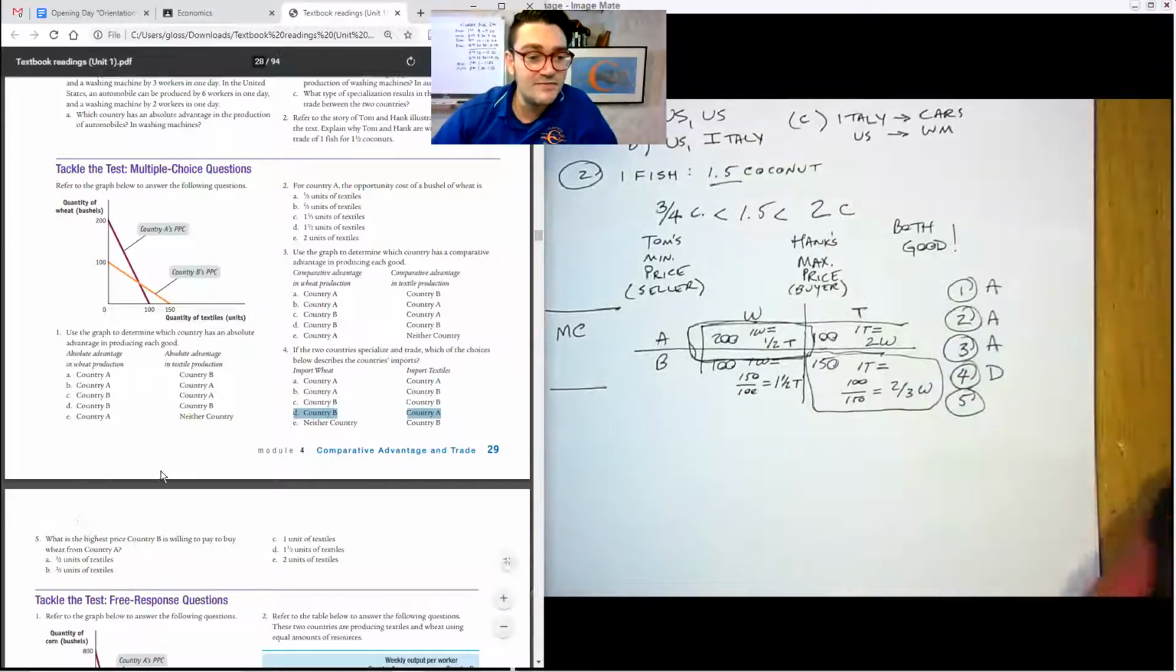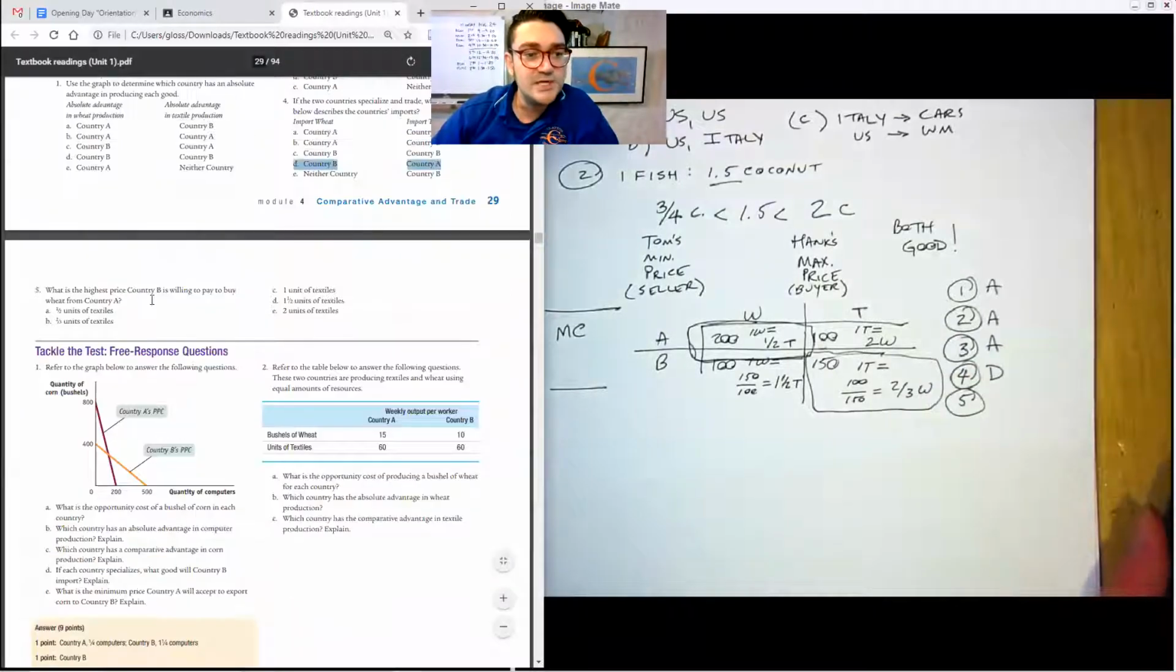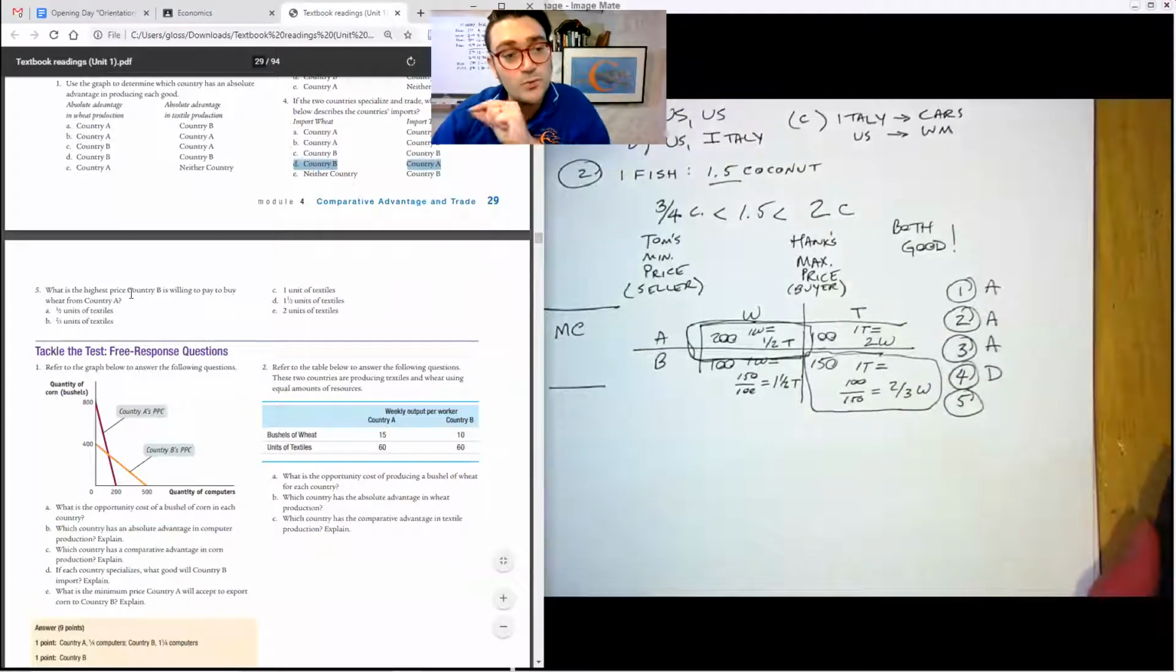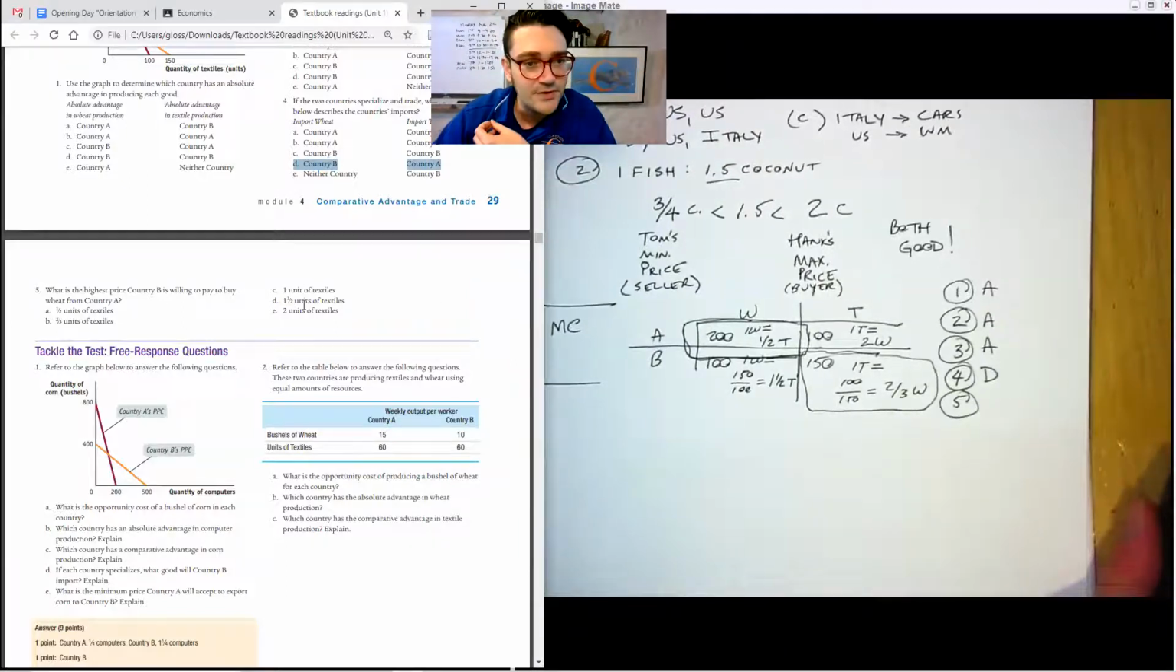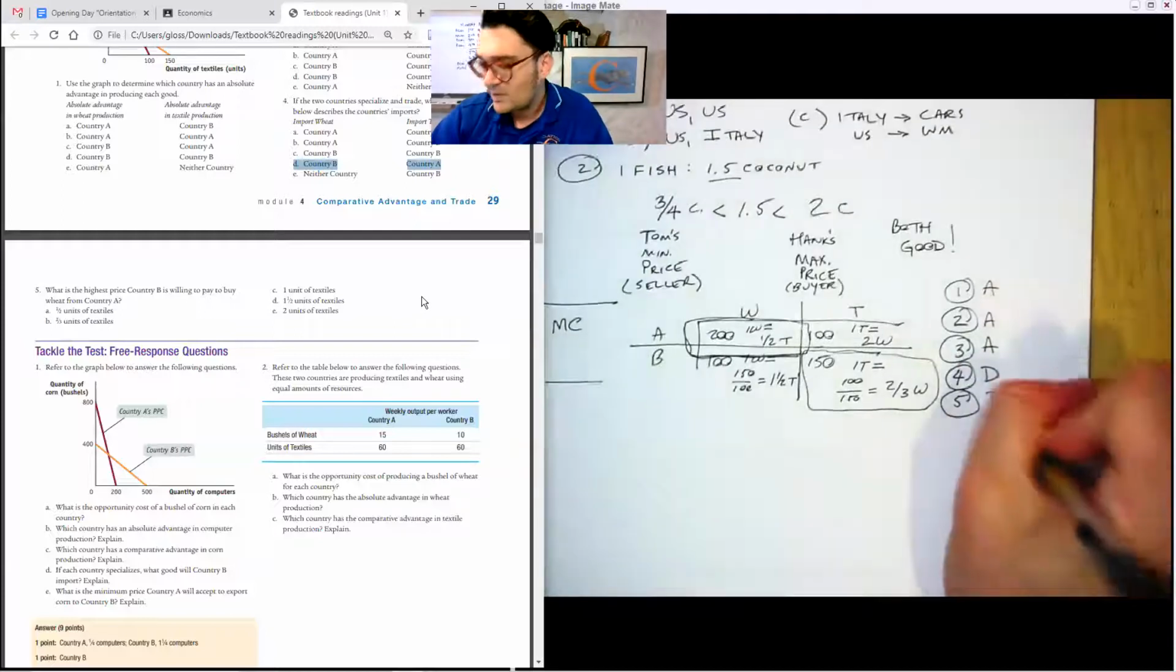Okay, number 5, the very last one, what's the highest price country B is willing to pay for wheat from A? So we know that A is making the wheat, but what's the highest price B is willing to pay? We look at B's opportunity cost, and it's 1.5 textiles. That's the maximum price that B is willing to pay for 1 wheat. It's their price of making it themselves. So 1.5 textiles, that's over here, D. So I hope that helped.